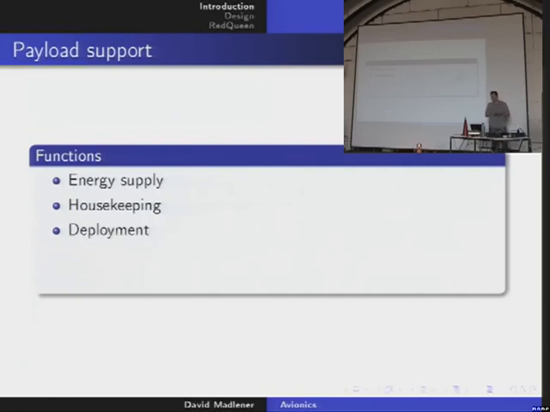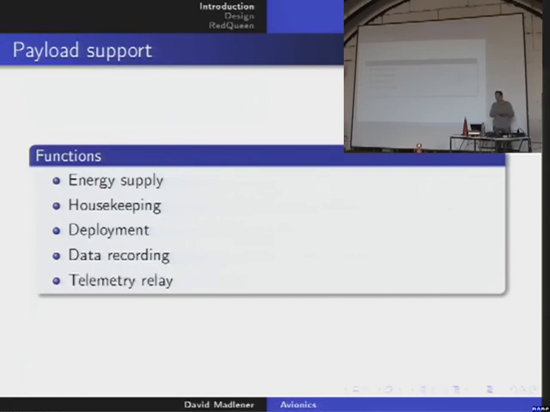So then, of course, the deployment. Some payloads have to be ejected out of the vehicle, like, for example, CanSats. So this has to be done by avionics. And, of course, data recording. Maybe the payload is just a sensor that produces a stream of data and has in itself no recording facility. So the avionics can lend this to the payload and record the data the payload is producing. And of course, it could be used as a telemetry relay, just passing the stream that comes out of the payload down to the ground.